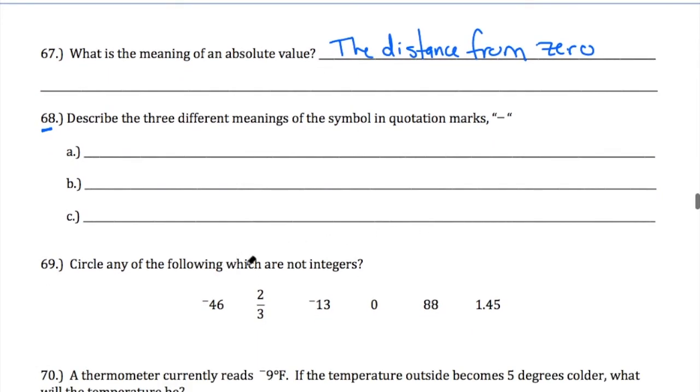Okay, circle any of the following which are not integers. Definitely want to make sure we're clear on this. So integers are positive and negative whole numbers. So 2/3 is a fraction. It can't be written as a whole number. So that is not an integer. 1.45 is not an integer. It's got a decimal. So decimals and fractions don't count. Now, if I said 6/3, should we circle that number? No, that is an integer. 6/3 is 2. So it could be simplified to an integer. So it is an integer. So we don't want to confuse those as well.